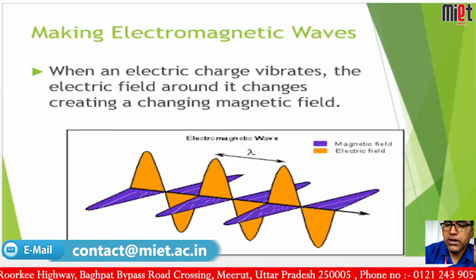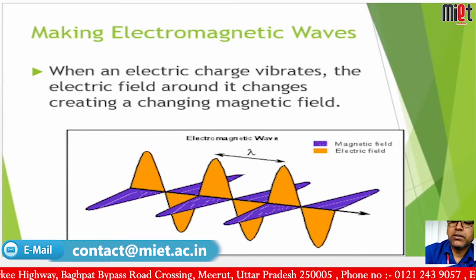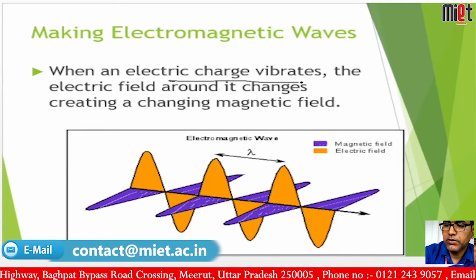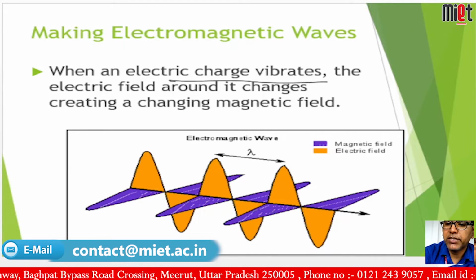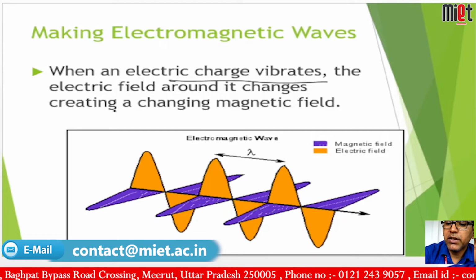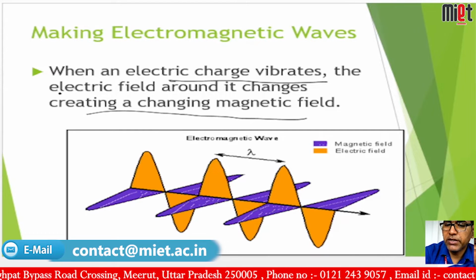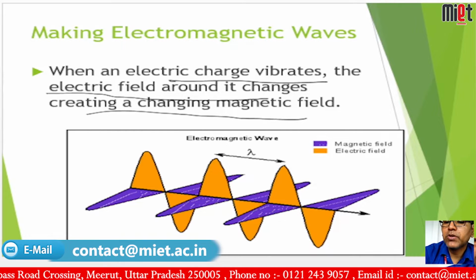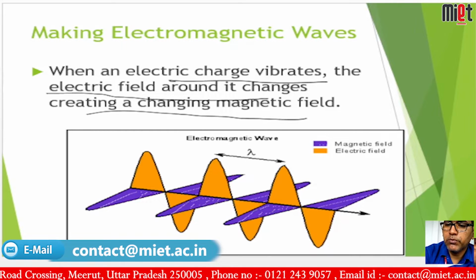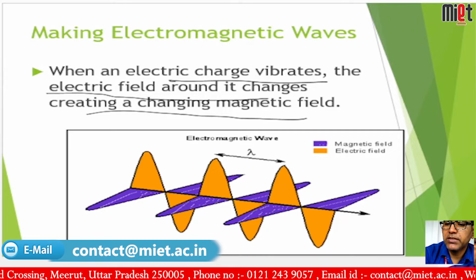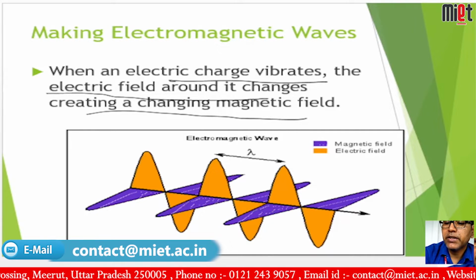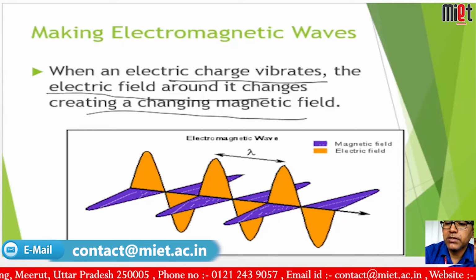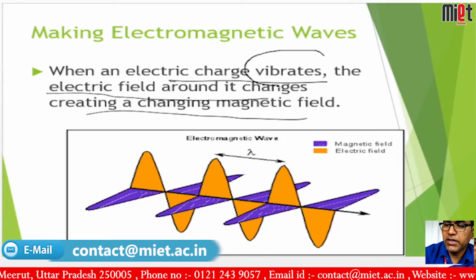You can see here also, when an electric charge vibrates, the electric field around it changes, creating a changing magnetic field. A changing electric field produces a changing magnetic field. In other words, if you are moving a charge in such a way that its speed varies, that means the electric charge is vibrating.